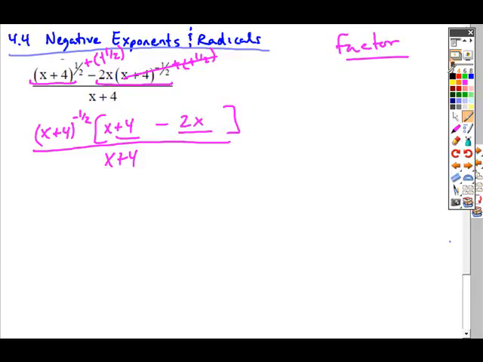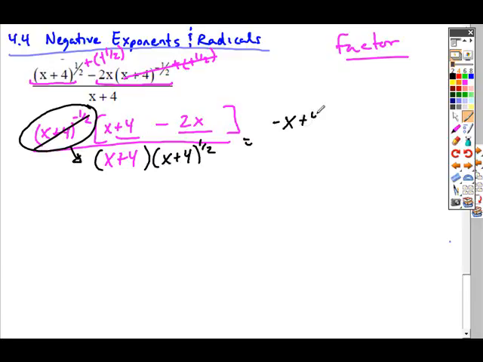Once you've factored it, you're then going to rewrite everything without using negative powers. So here, since this negative power is a factor, being multiplied by this whole group, we can now move it to the denominator. So it becomes x plus 4 to the positive 1/2. And then we just simplify our fraction here. X minus 2x is negative x plus 4. And then in the denominator, we have this common factor, or common base, of x plus 4. So when we multiply it, we add their powers. 1 plus 1/2 gives us 3/2.